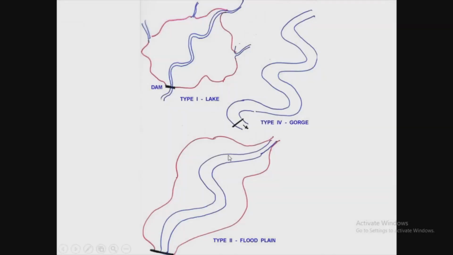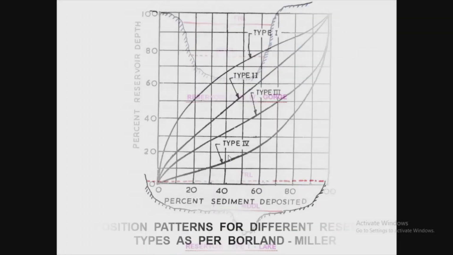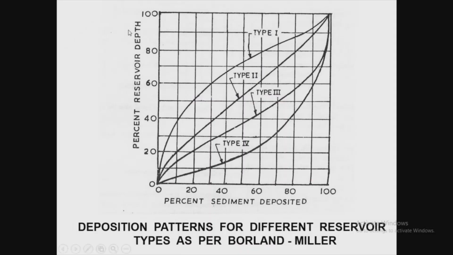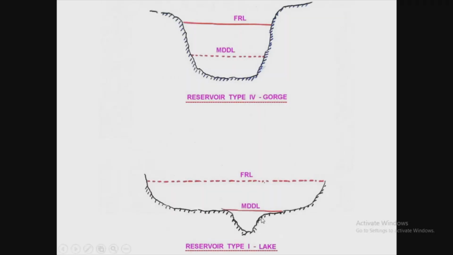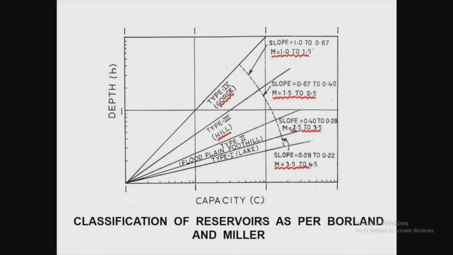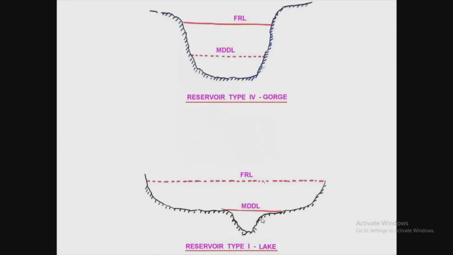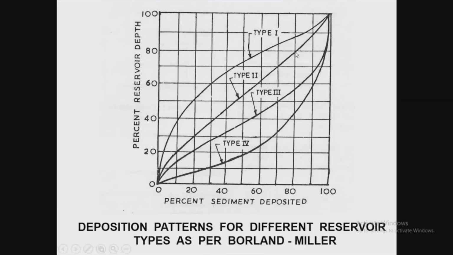And if it is a lake type of reservoir, if you see the code, you can see this graph. The percentage reservoir depth is given here, and the percentage sediment deposited is given here. So what is the lake shape of reservoir? It's a type 1 reservoir. So we have to select the graph for the type 1 reservoir. This is the type 1 reservoir.